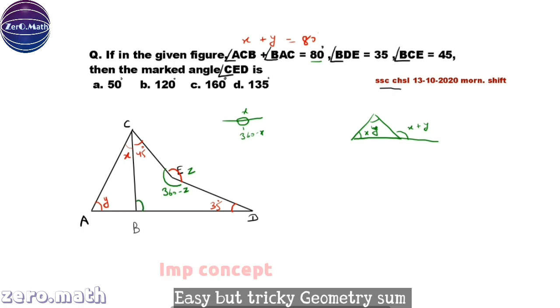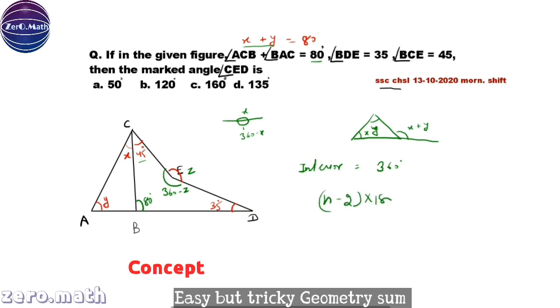To identify this external angle, the value of X plus Y is given as 80 degrees. So this angle would be 80 degrees, which is our external angle. Now we have the values of three angles, that is 45 degrees, 80 degrees and 35 degrees, and CBDE is a quadrilateral. Now you must be aware what the sum of all interior angles of a quadrilateral is, that is equal to 360 degrees. Now why it is 360 degrees, you must know this concept.